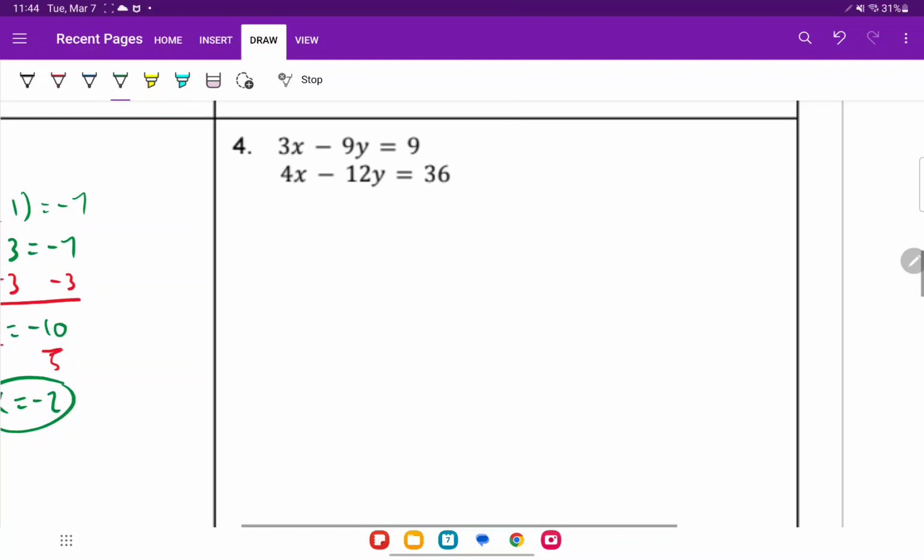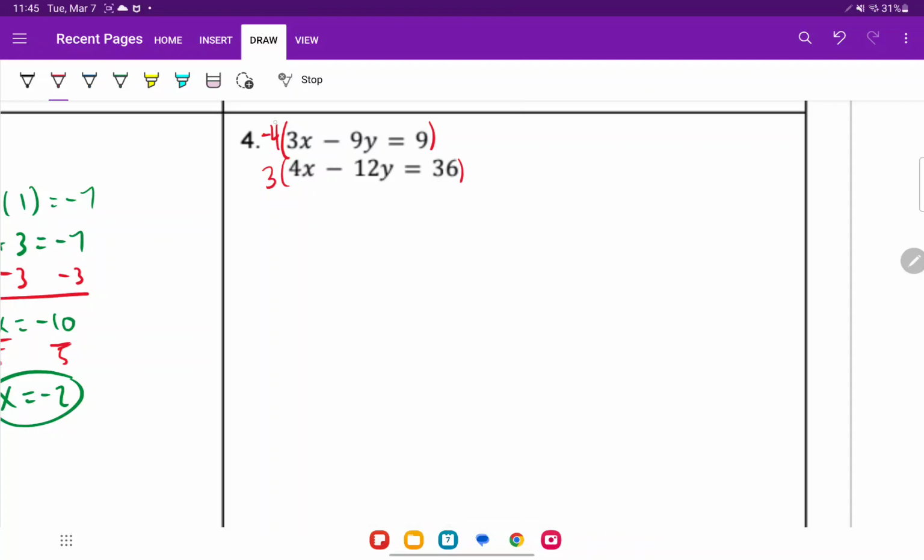All right, on to the last one here. So here we'll notice again that neither one are opposites and neither one is a multiple of the other. So I'm going to multiply the top one here by 4 and the bottom one here by 3. And right now, 4 times 3x is 12x, 3 times 4x is 12x. Neither one is opposite sign, so we're going to go ahead and make one of them negative. This time I'll take the top one to be negative. Again, it doesn't matter, it's your choice.